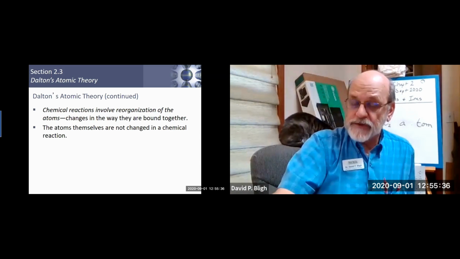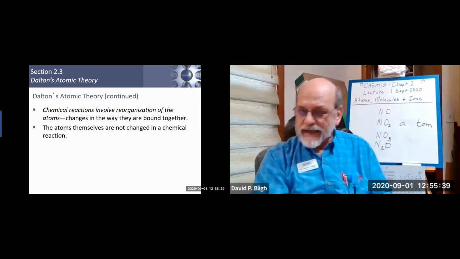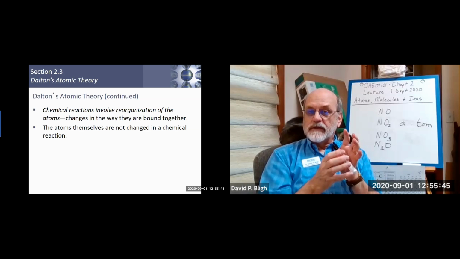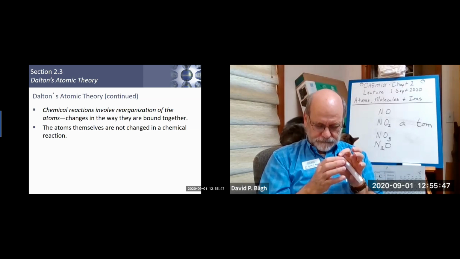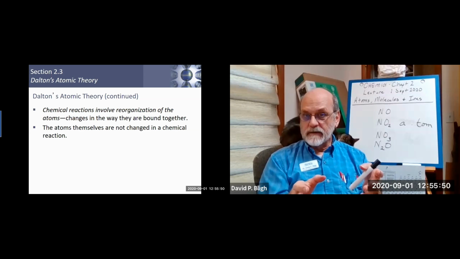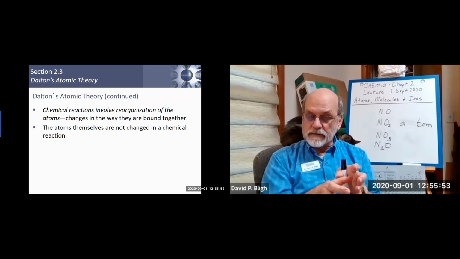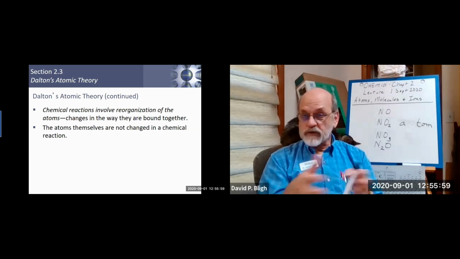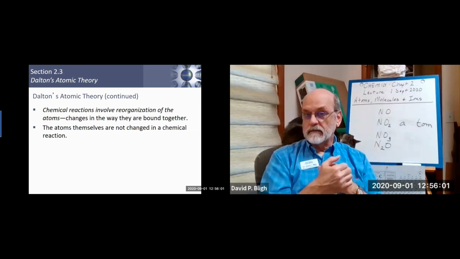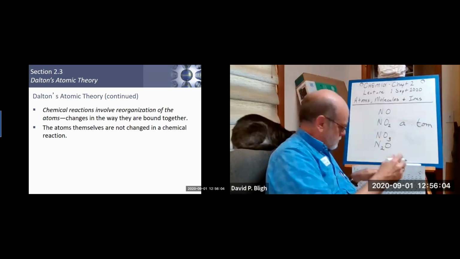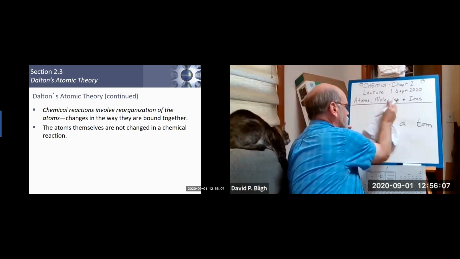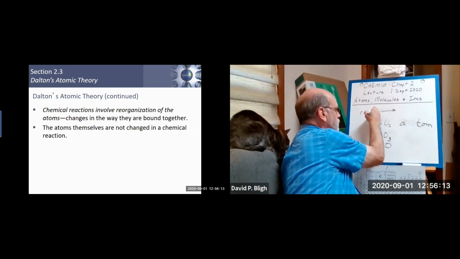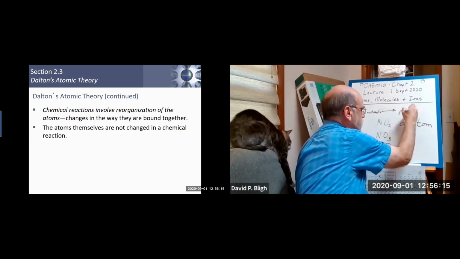Okay, Dalton also said in his theory that when a chemical reaction occurs, and this is why the law of conservation of mass in a reaction works, because in a chemical reaction, you don't create atoms, you don't destroy atoms, you just rearrange them. So we use an arrow. So you have reactants on this side, products on that side.